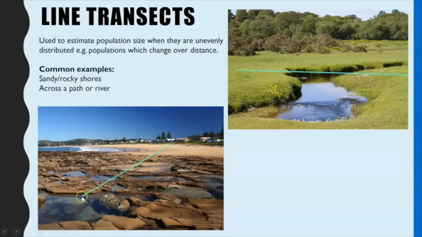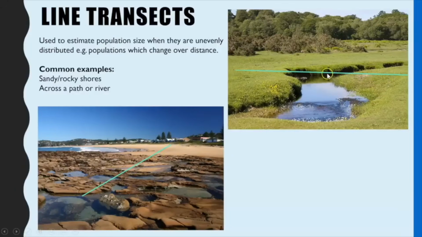Or you might be interested in looking at species richness or the population size of one species going from right here in the rock pools of the shoreline all the way back further up the beach. So line transects, as we said, are for when you have this uneven distribution. And the importance of that is it gives you a sample at different sections along the way, so you don't miss any key pieces of information.